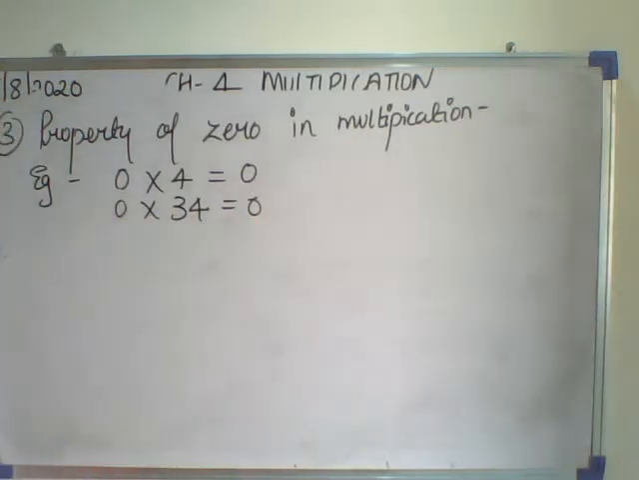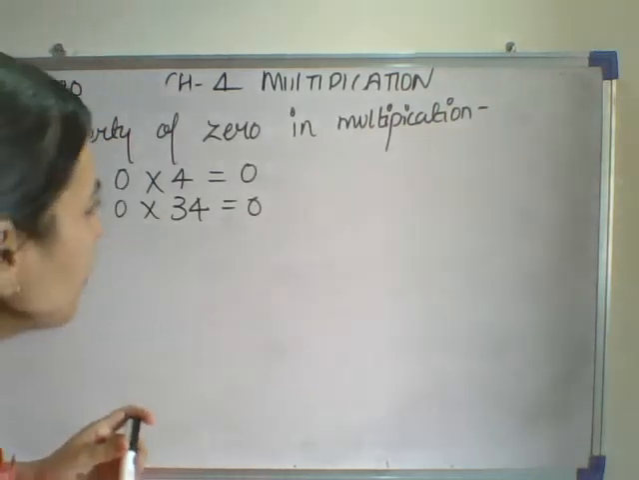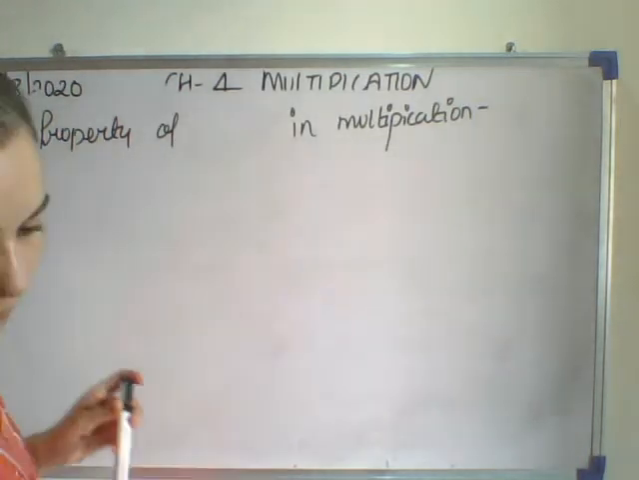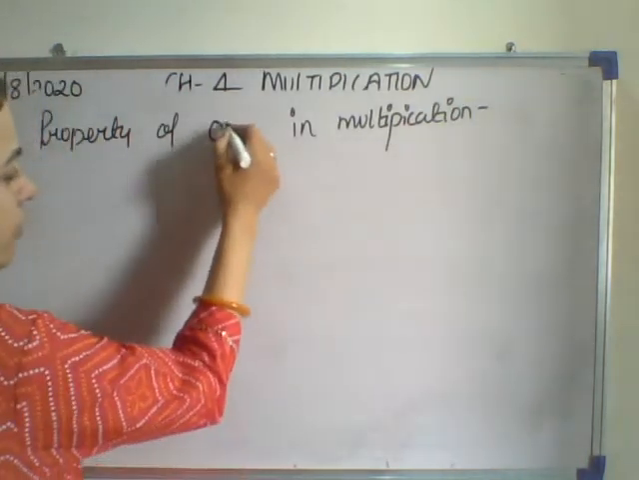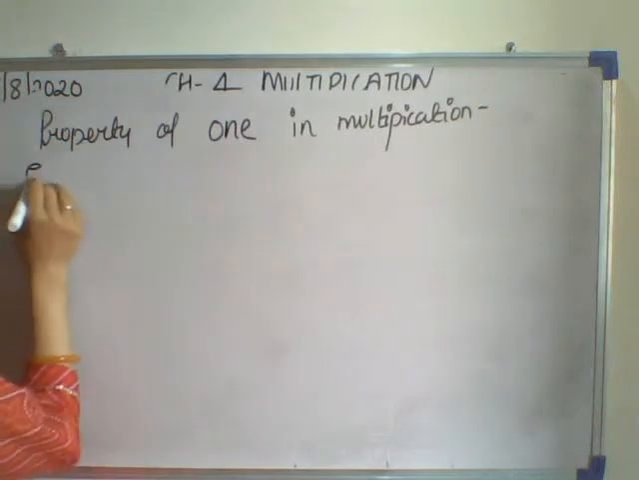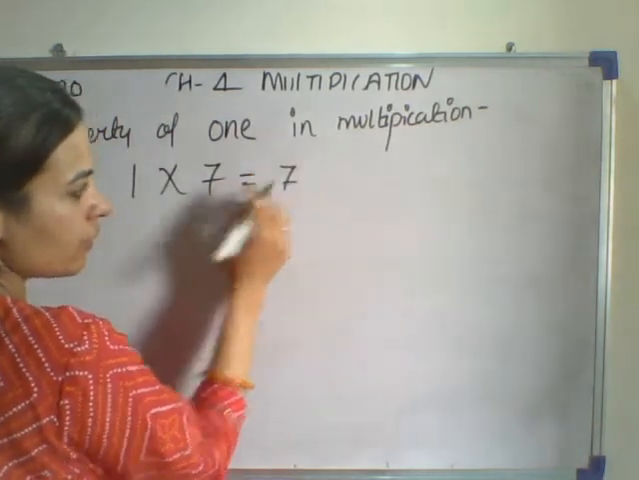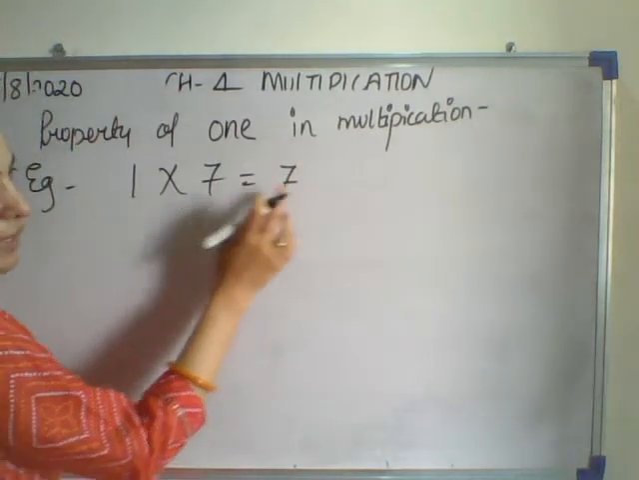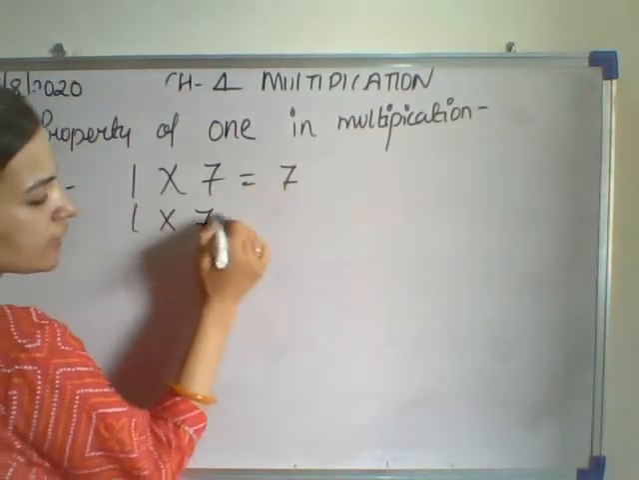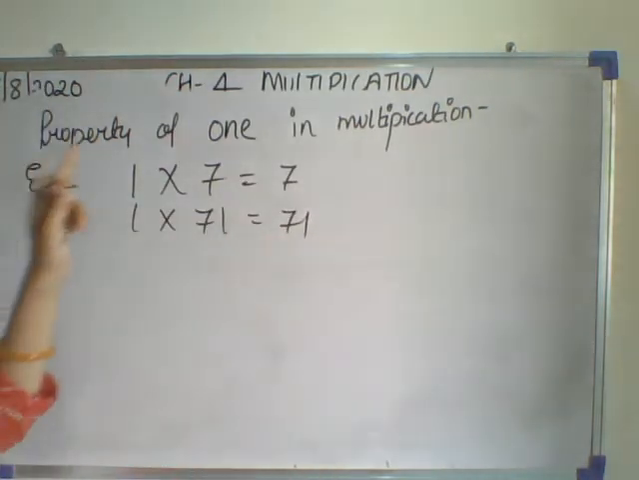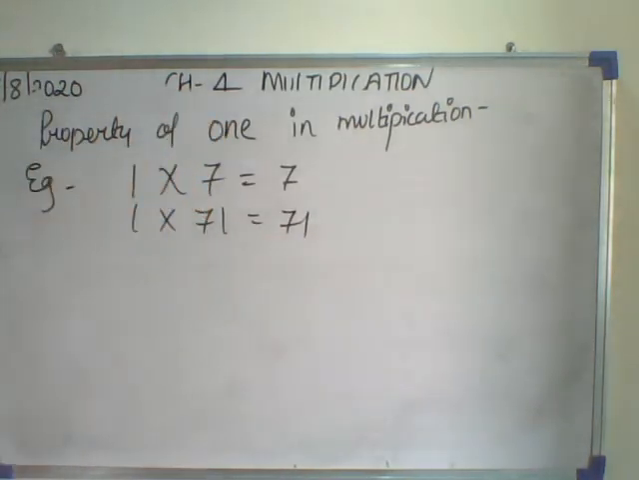The next is the property of 1 in multiplication. So let us take an example, like 1 into 7 will remain the number itself. The number itself will come. If I take 71, the answer will be 71. So this is the property of 1 in multiplication.